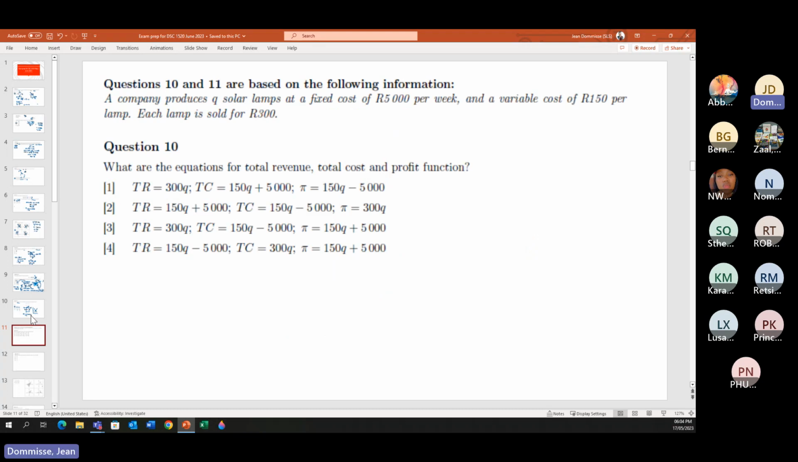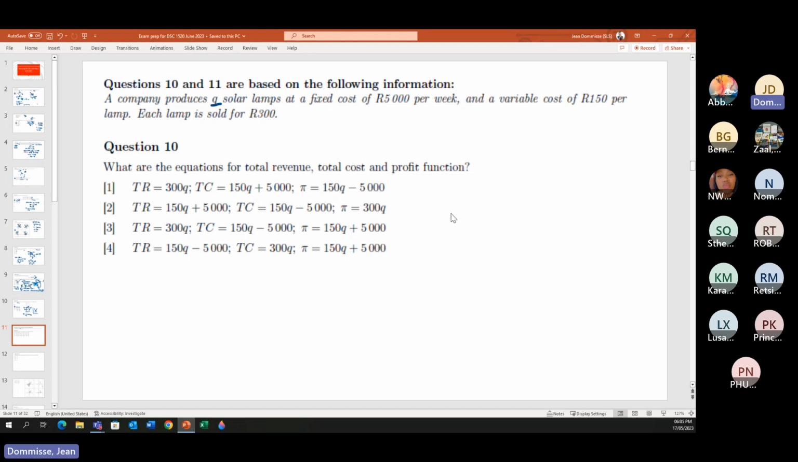Okay, so now we go back to chapter 2, 3, where we're looking at linear equations. We're looking at what total revenue is, and total cost and profit functions. In this one, they don't give us any diagram to look at. They don't give us anything else. They just tell us a company produces Q solar lamps.